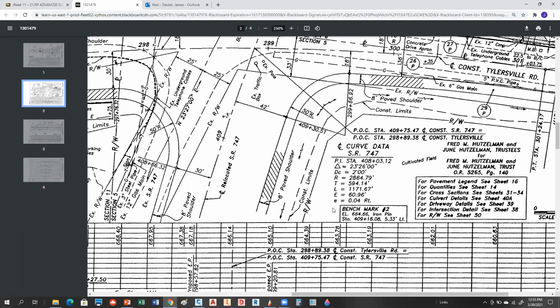Go ahead. So the banking would be 0.04 RT, so 0.04 right turn? No, what that means is it's banking to the right, and the 0.04 is a percent. So for every foot you go left or right of the center line, you are raising or lowering 0.04 feet, okay? So that's actually 4%. That's called a cross slope. You see what I'm saying? Yeah. Okay. We're not going to worry about that, okay?